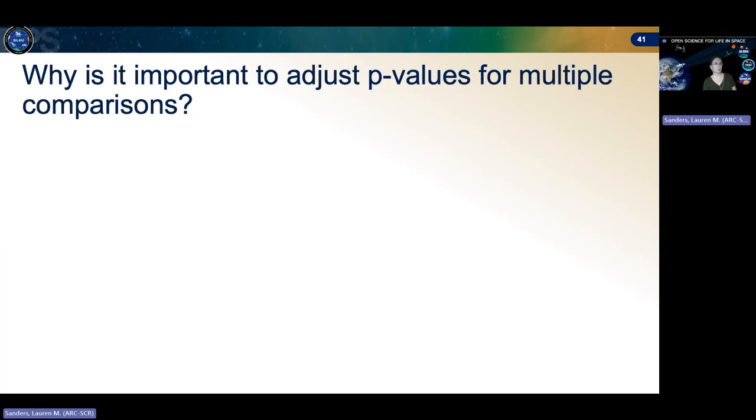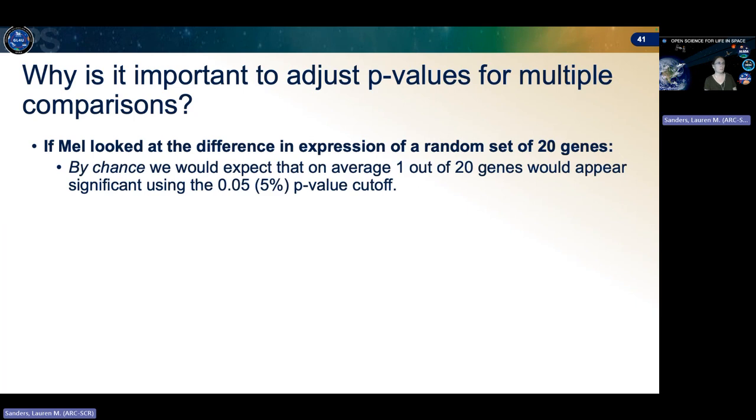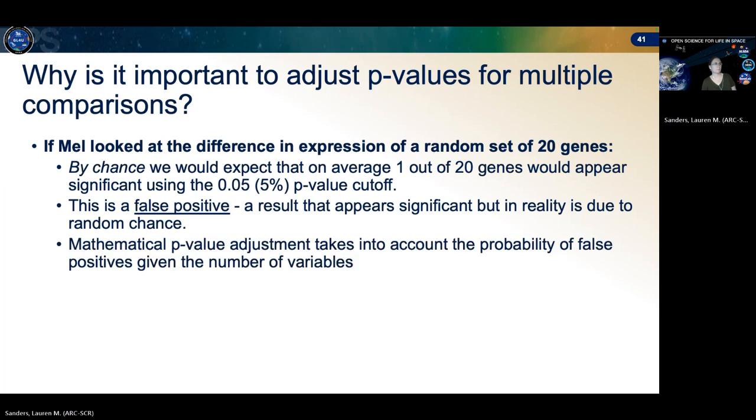So why is this important? Let's say Mel was just looking at 20 genes. We'll back up for a second. Let's say there were just 20 genes. If Mel's looking at the difference in expression of a random set of 20 genes, just by chance, we would expect that on average, 1 out of 20 genes is going to appear significant if we use the 0.05 or 5% p-value cutoff. This is what we call a false positive. So this is a result that appears significant, but in reality, this is due to random chance.